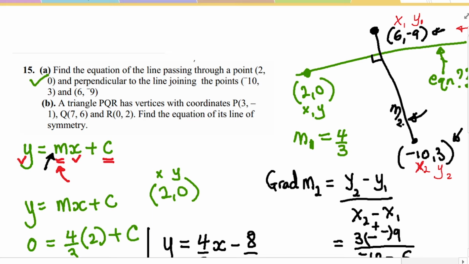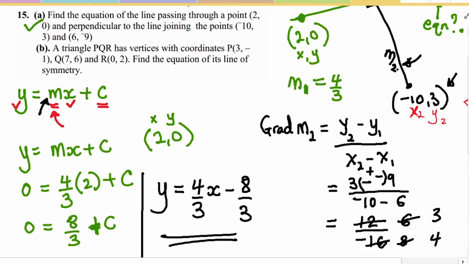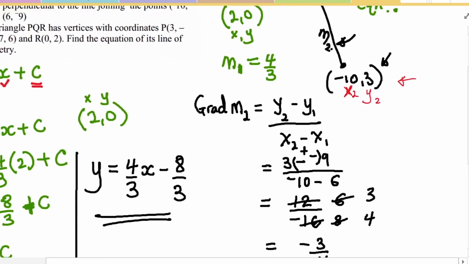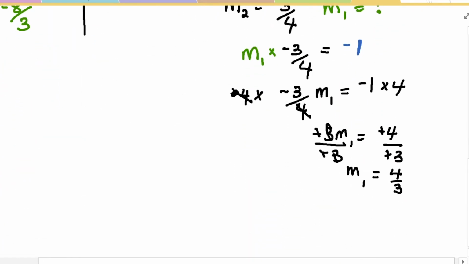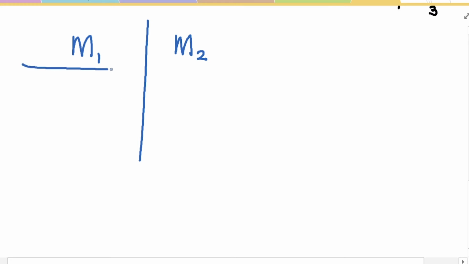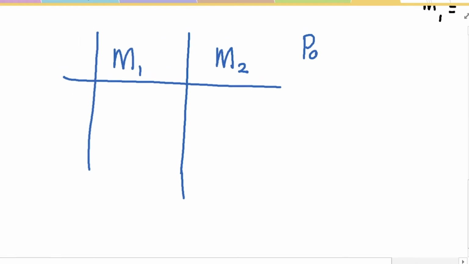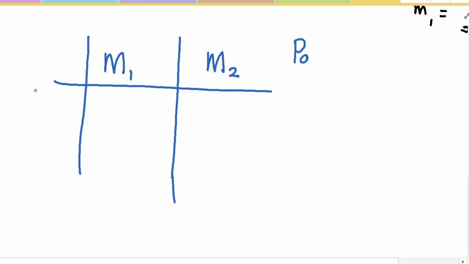Now, when we were doing this number, we went through quite a lengthy process to get the gradient of the other line. Let me just show you a shortcut here. Let's say we have two lines, line M1 and line M2. These are two lines, and they are perpendicular. Let me do some simple exercise here.